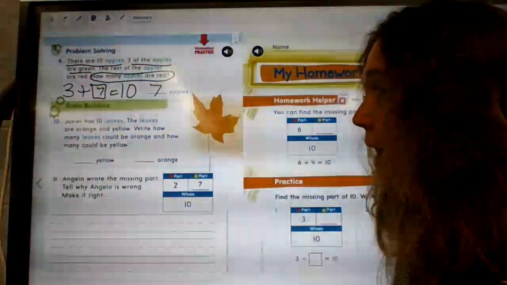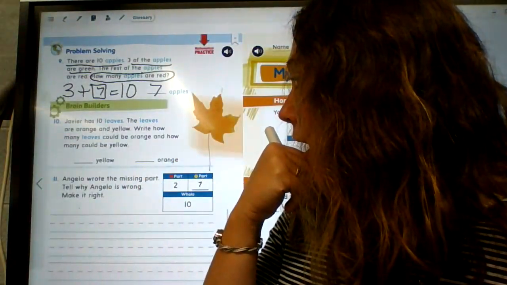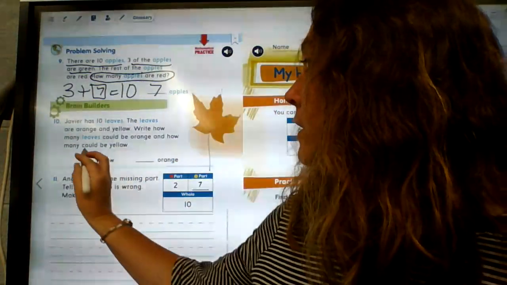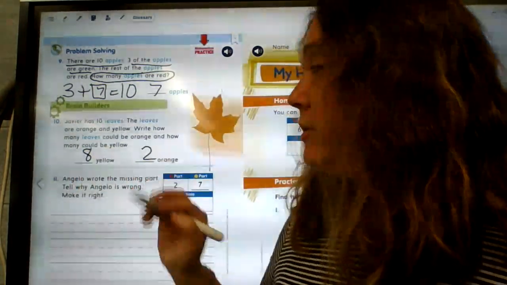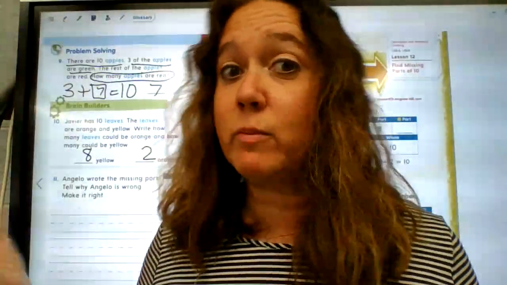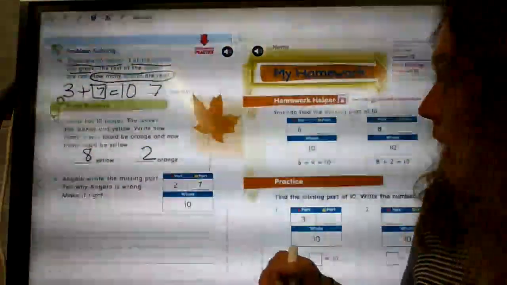You are going to make up your own. It could be 5 and 5. It could be 1 and 9. All different ways. You are going to come up with your own way so that there are 10 altogether. I am going to say 8 yellow and 2 orange. But you can write your own. Maybe you like 5 plus 5, 5 and 5.